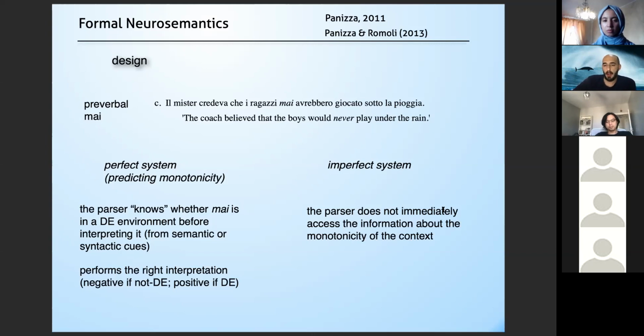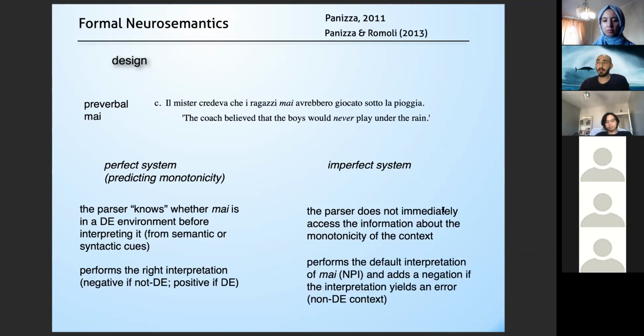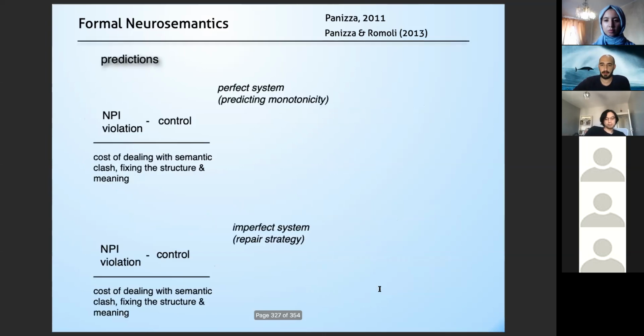So in this case, what could it do? It could perform an interpretation of mai, and then it could add a negation if this interpretation yields an error. So this is a sort of repair strategy. Try your preferential interpretation first as an NPI. If that gives an error, then try to repair this problem by adding your self-licensing negation. So, you know, anything could come out of this. But these allow us to make two clear predictions.